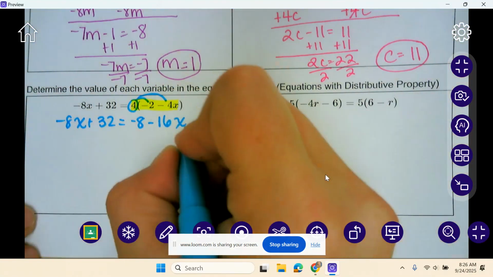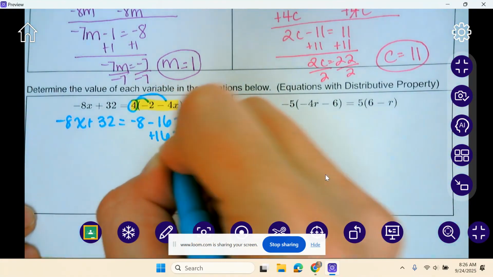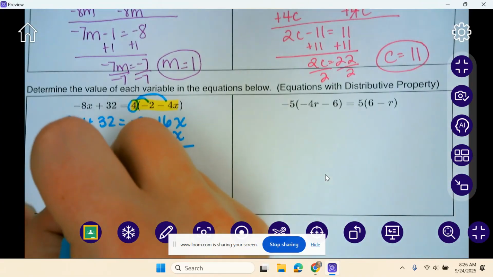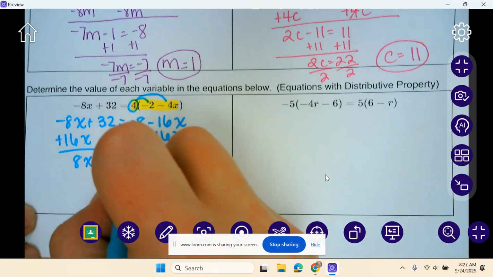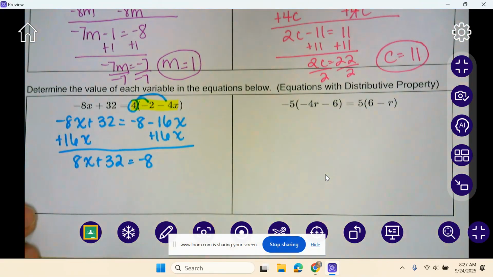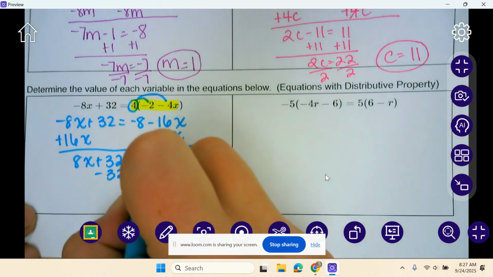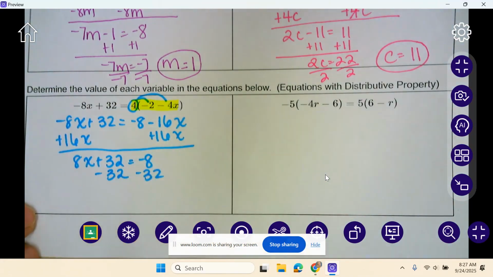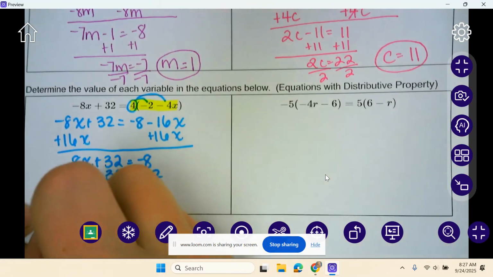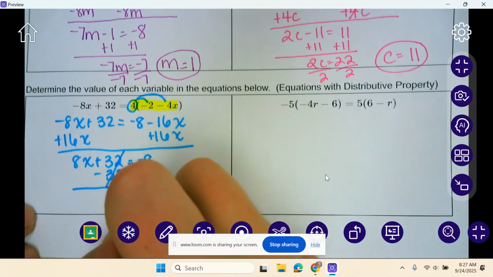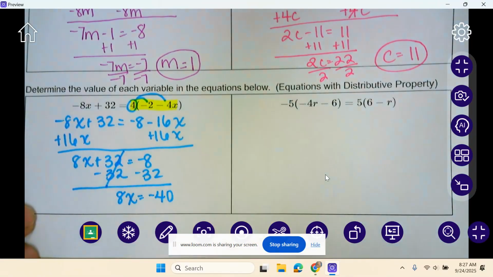Okay, now I need to move the variable. And I get 8x plus 32 equals negative 8. All right, so next up is I'm going to move the constant by subtracting it. And then those cancel, and I have 8x equals negative 40.